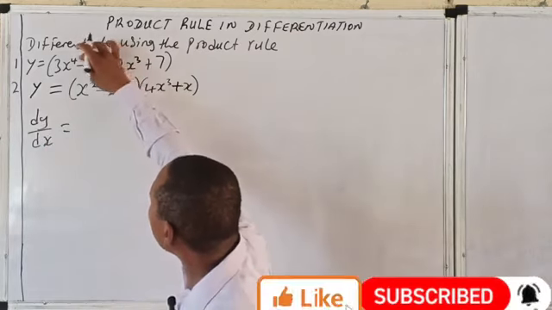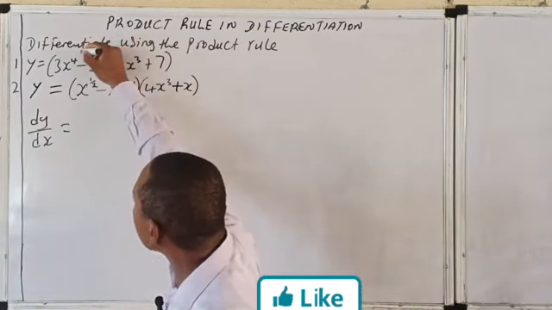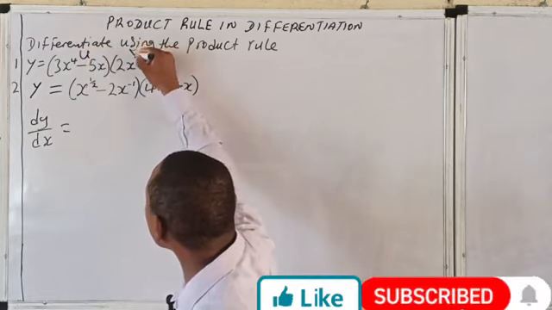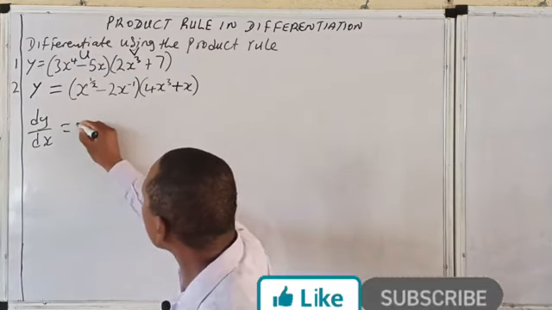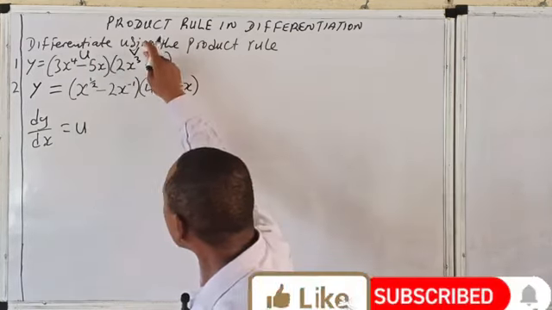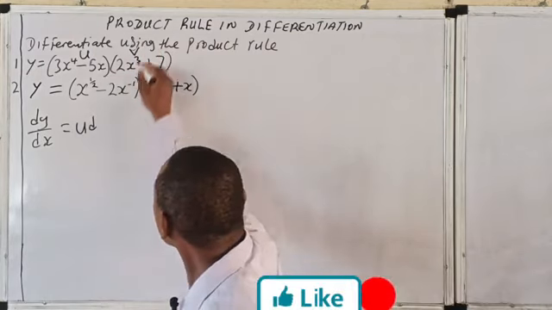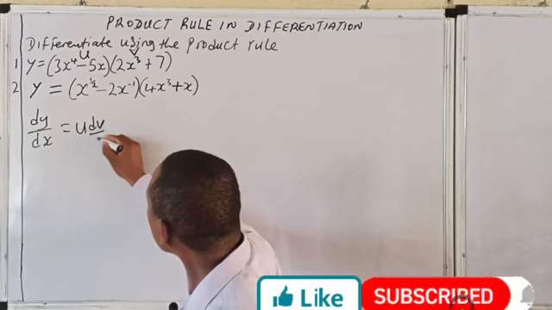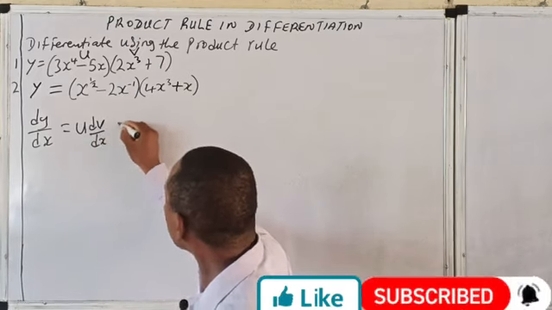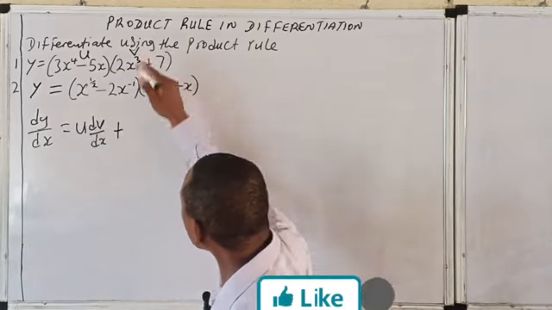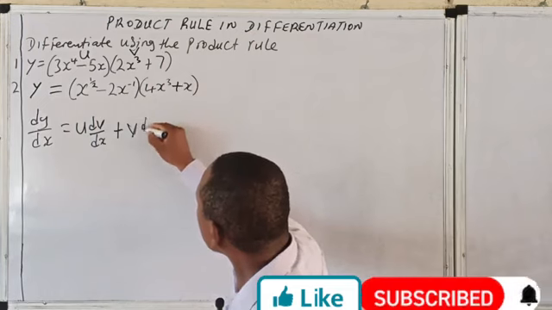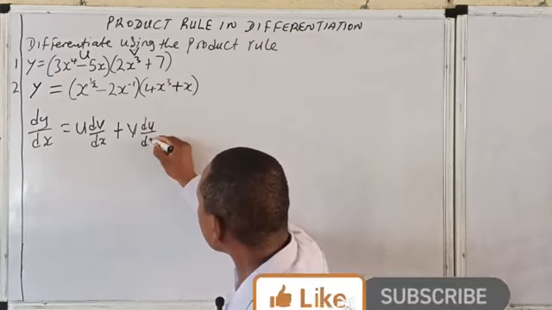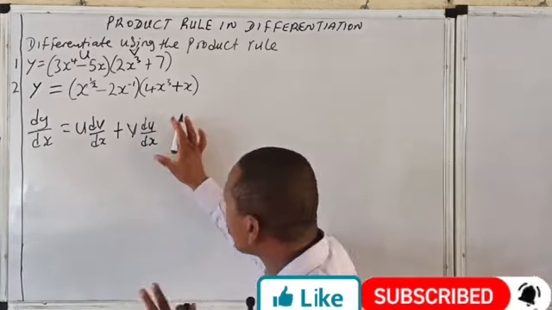Now, you have to label this and this. Let's label this as u, and let's label this as v. So you pick the first one, which is u, and multiply it by the derivative of the second, dv/dx. Add, then pick the second one, which is v, and multiply by the derivative of the first, du/dx. Now, this may sound or look confusing.